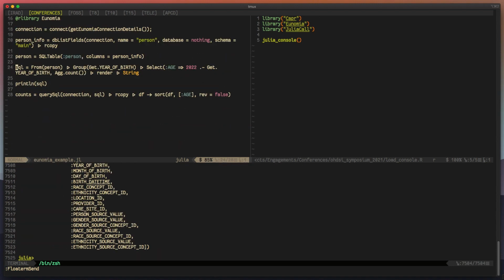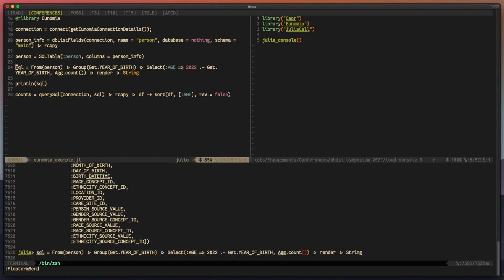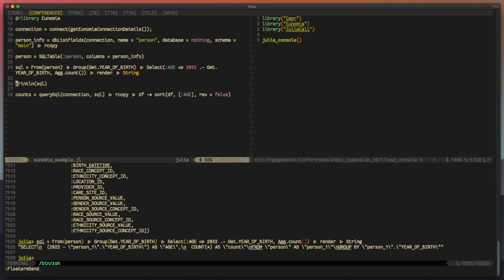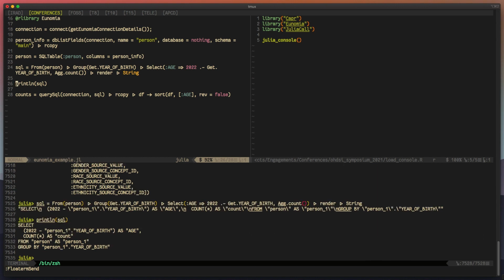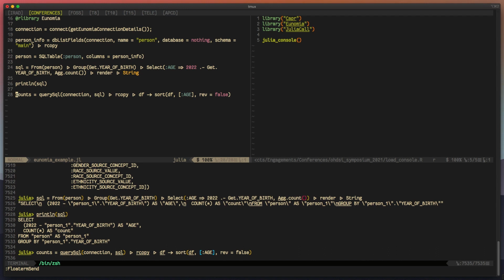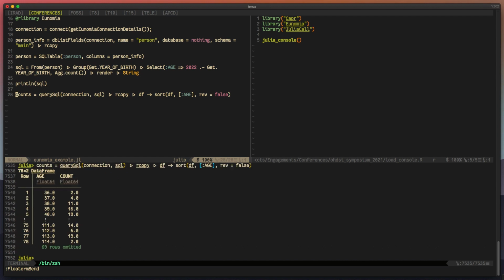Here, we're generating a SQL representation of the person table, generating SQL to find the age of every single person in the Eunomia database, and printing out the SQL here. And finally, getting the counts per age across the Eunomia database. This is extremely useful for prototyping, as well as thinking about how to answer some of the questions we had in this case study.